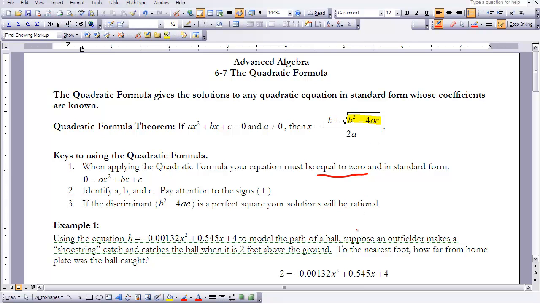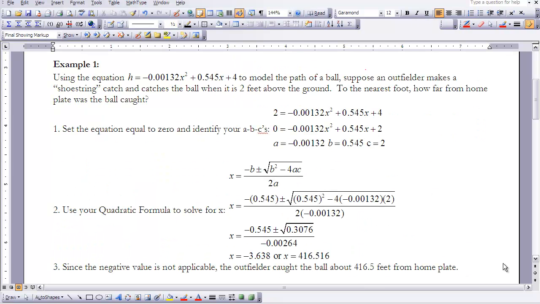So let's take a look at the first example here. Using the equation h equals negative 0.00132 x squared plus 0.545 x plus 4 to model the path of a ball, suppose an outfielder makes a shoestring catch and catches the ball when it is 2 feet above the ground. To the nearest foot, how far from home plate was the ball caught? So to begin, we're going to set our equation equal to 0 and identify the a, b, and c. Our height was 2 feet above the ground, so it's 2 equals negative 0.00132 x squared plus 0.545 x plus 4.